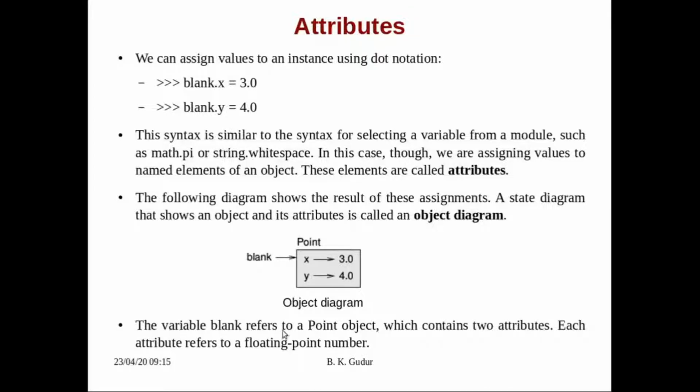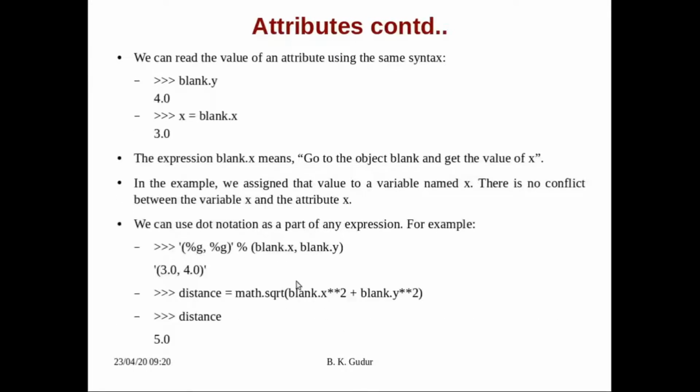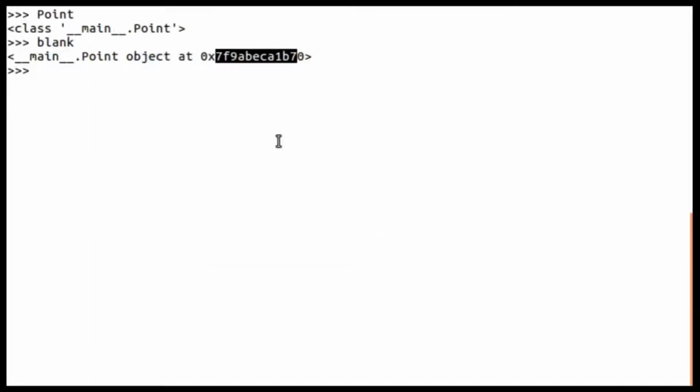The variable blank refers to a point object, which contains two attributes. Each attribute refers to a floating point number. Here we can read the value of any attribute by using the same dot operator syntax. So blank dot y is going to give its value, and blank dot x is going to give the value of x.